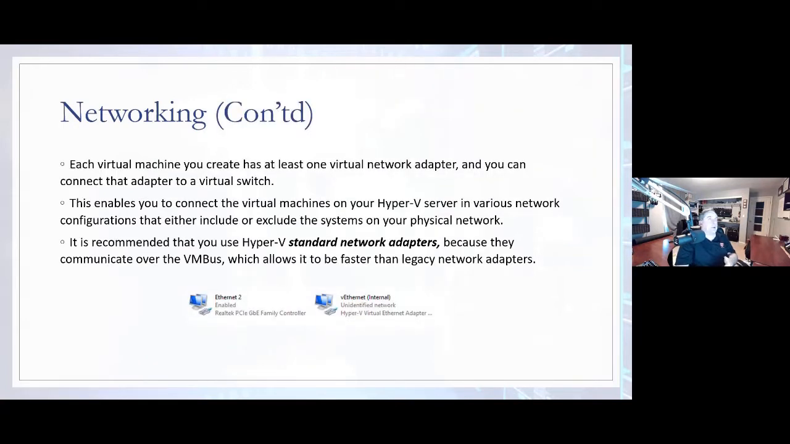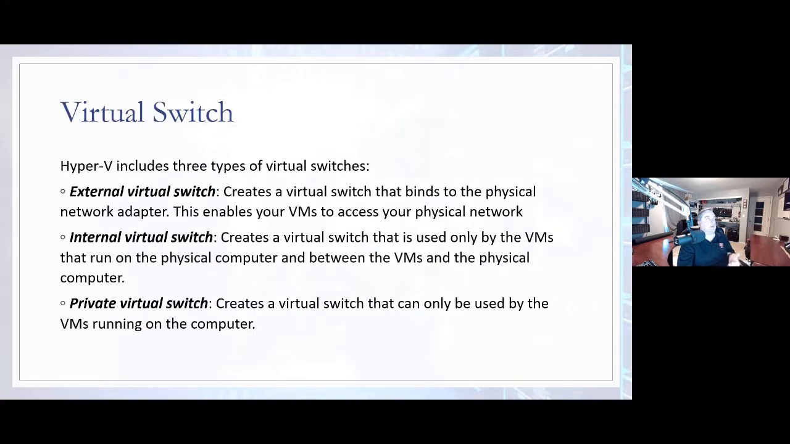So each virtual machine you create has at least one adapter, and you can connect that adapter to the virtual switch. So if you have multiple different adapters, you can create multiples at once. So this enables you to connect the virtual machines on your Hyper-V server in various network configurations. And now you can hide your virtual machines from everyone. You can have them communicate only with the host, or you can make it so you can have virtual machines communicate with everybody. And so you have lots of different options when you do that. You can do that by the type of virtual switch you create. You can create the external one, you can create an internal virtual switch, or a private switch. It can only be used by the virtual machines that are running on that computer.